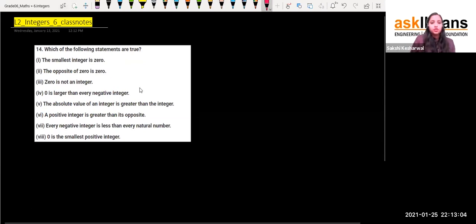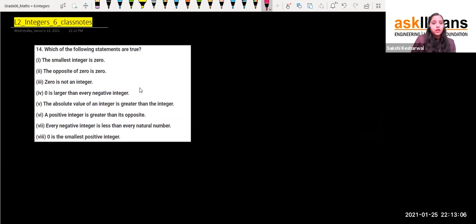You have to say which of the following statements are true or false. The smallest integer is 0. Where do the integers start from? The integers go: dot dot dot, -3, -2, -1, 0, 1, 2, 3, and then dots, right? So the smallest integer is 0: false, right?